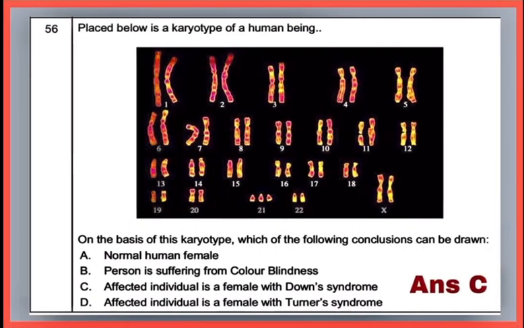Question 56. On the basis of this karyotype, which of the following conclusions can be drawn? Option C. The affected individual is a female as the karyotype has 2 X chromosomes, and the individual has Down syndrome as the karyotype is showing trisomy of the 21st chromosome.